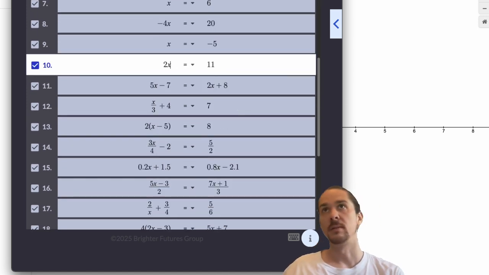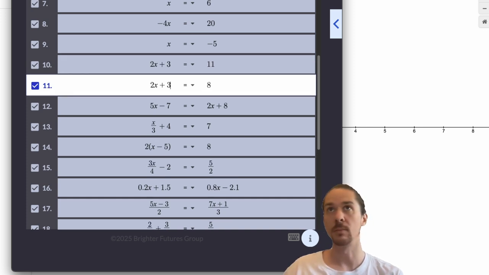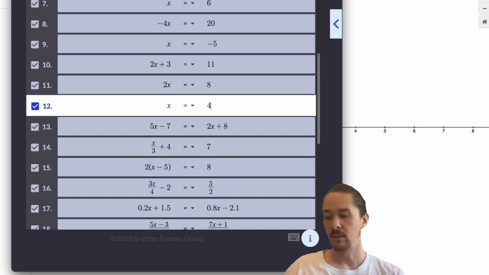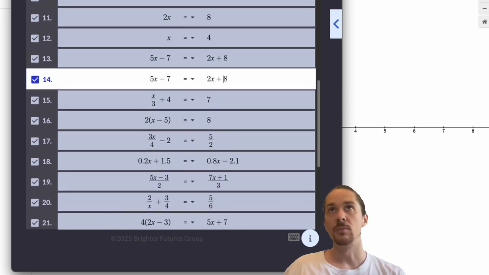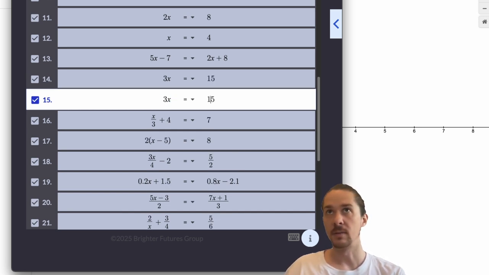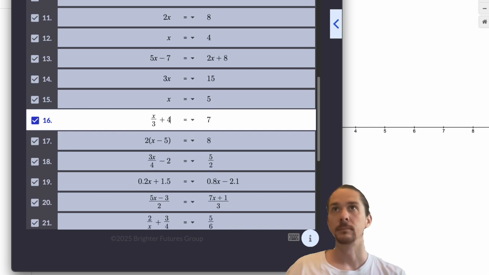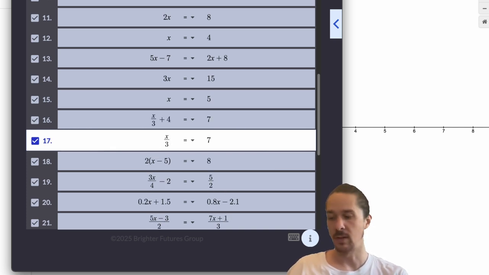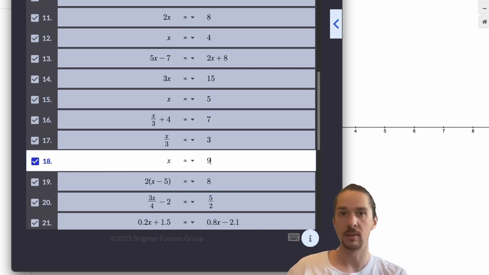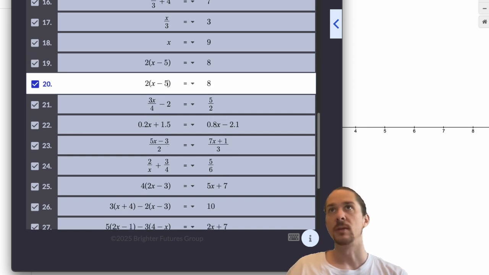Okay, next one, let's subtract 3 from both sides. To do it on a new line, subtract 3 from both sides, and then divide by 2. Excellent. Next one. I'm going to move the x's. I'm going to subtract 2x from both sides. I'm going to add 7 to both sides, and then I'm going to divide both sides by 3. Okay, this one, I'm going to subtract 4 from both sides, and then I'm going to multiply both sides by 3.